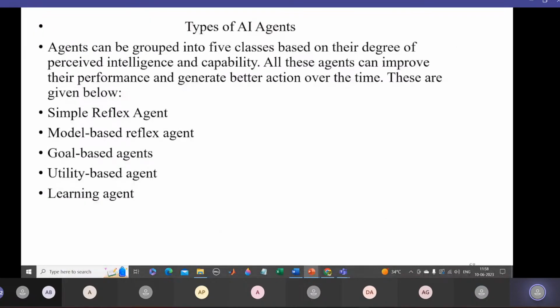These are the different types of AI agents. They are grouped into 5 different classes based on the degree of perceived intelligence and capability. All these agents can improve their performance and generate better actions over time. They are known as simple reflex agent, model-based, goal-based, utility-based, and learning agent. So these are the different types of AI agents. We have seen who an agent is, right? One who is able to perceive, think, and act.